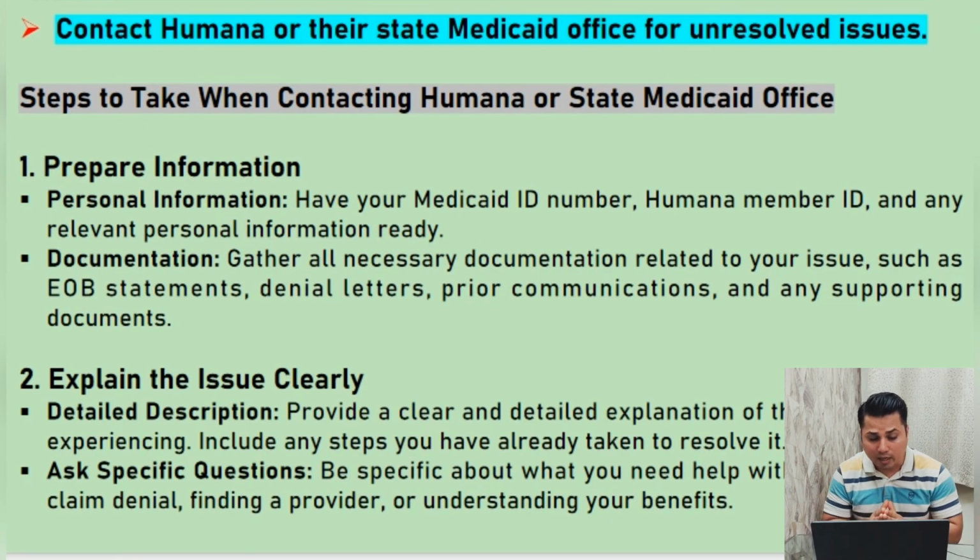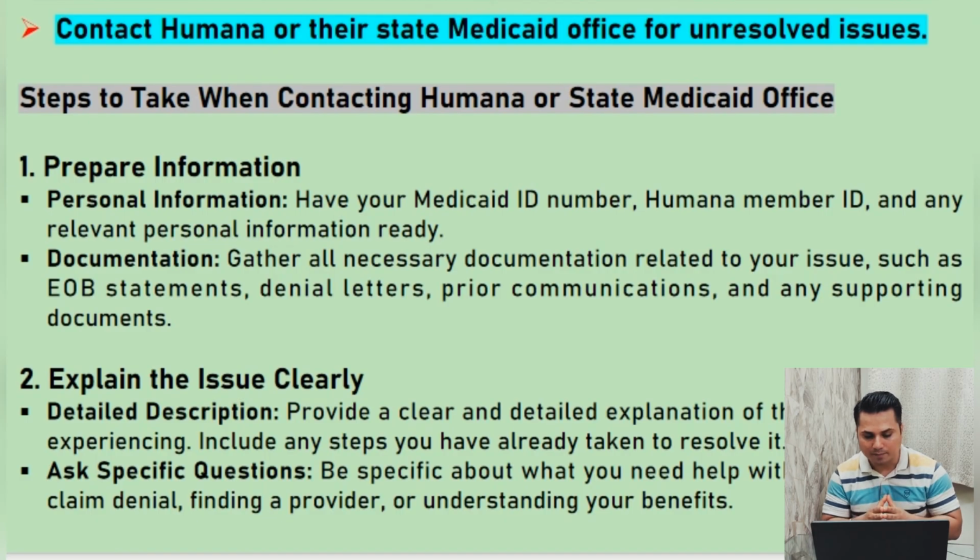Now, steps to take when contacting Humana or your state Medicaid office. Number one, prepare information. Personal information. Have your Medicaid ID number, Humana member ID, and any relevant personal information ready. Documentation. Gather all necessary documentation related to your issue, such as EOB statements, denial letters, prior communications, and any supporting documents.